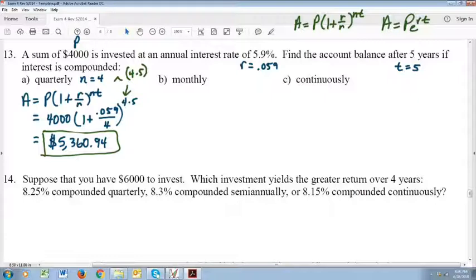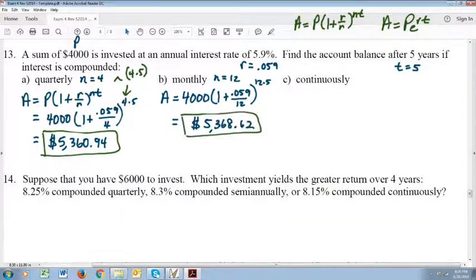So for part B, the only thing that changes is now this is monthly, and so n is 12. So same formula, but we're going to plug in 12 for n. And when you do that, you should get $5,368.62. When you get to C, notice the interest is compounded continuously.